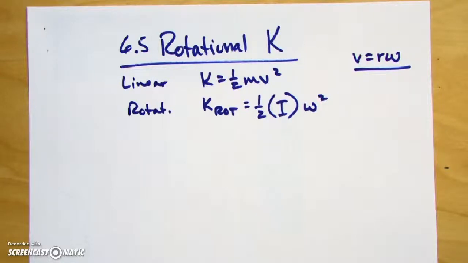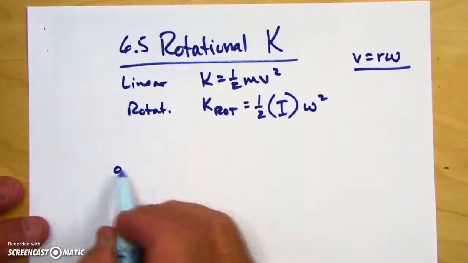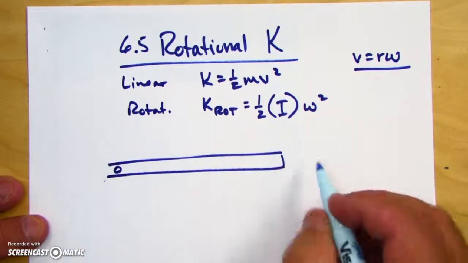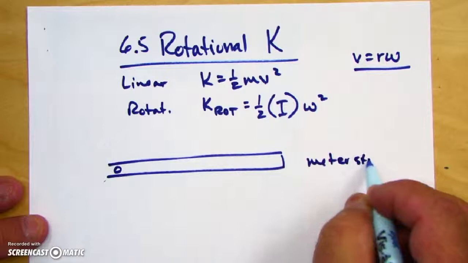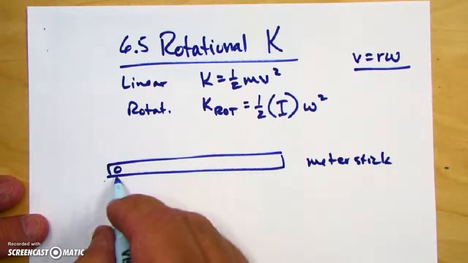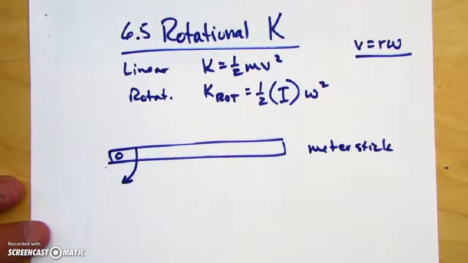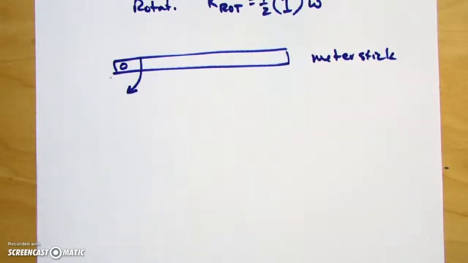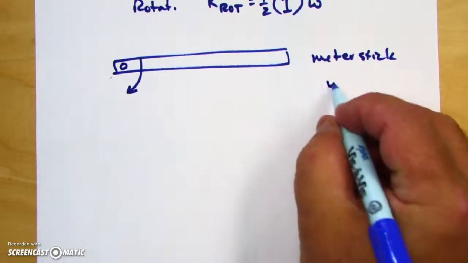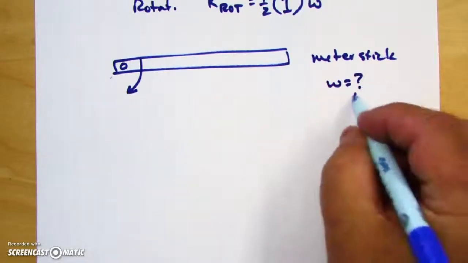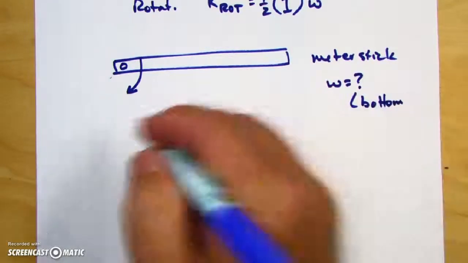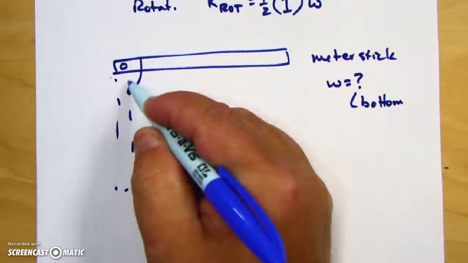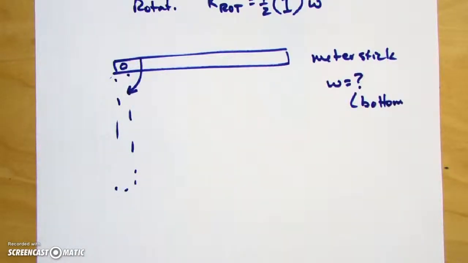So let's start with something. How about let's take a meter stick. And let's allow that meter stick to rotate that way. And what I want to do with that meter stick is calculate how fast it's moving in the rotational world. In other words, I want to calculate omega when it's at the bottom. So as it swings down to this point, I want to calculate what omega is going to be at the bottom.